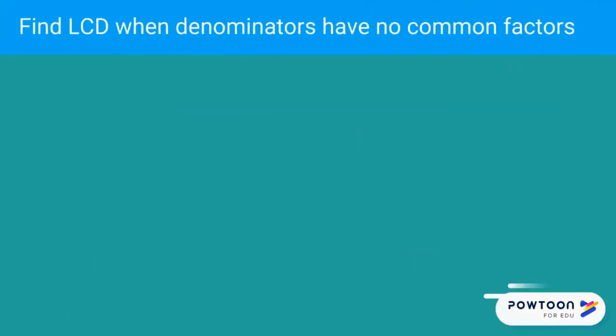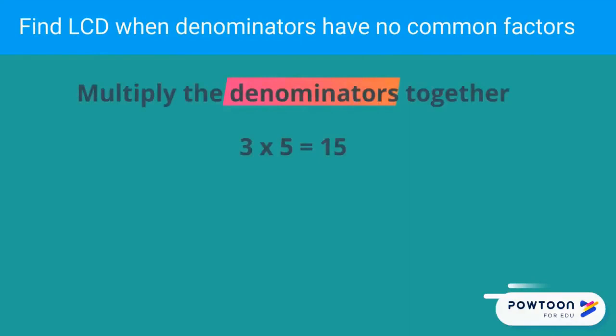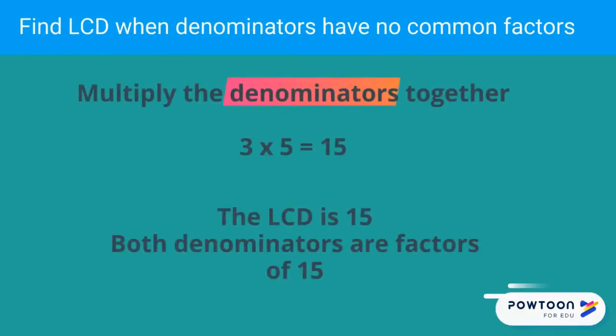Remember, when there are no common denominators, to find the least common denominator, you just multiply the denominators of the two fractions together. In this case, 3 times 5, and we get 15. So the denominators of our equivalent fractions will be 15.